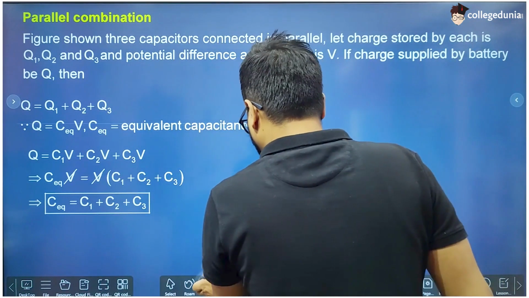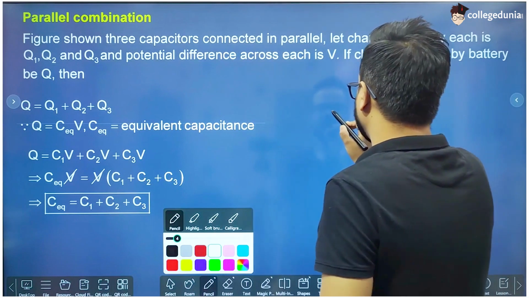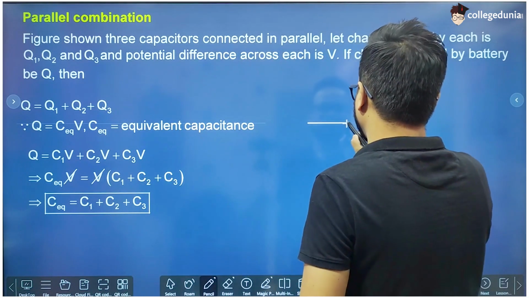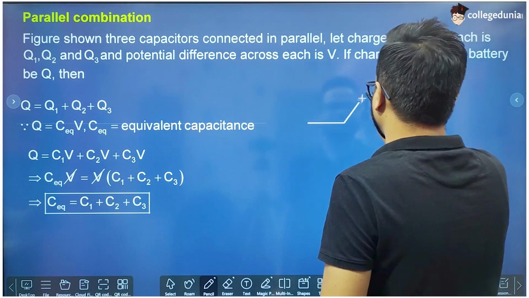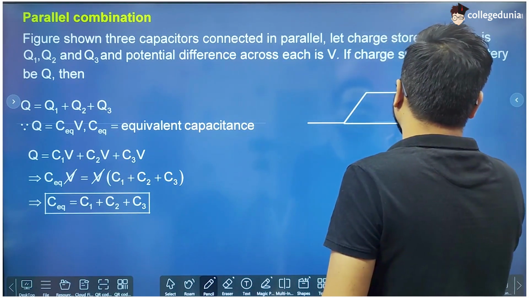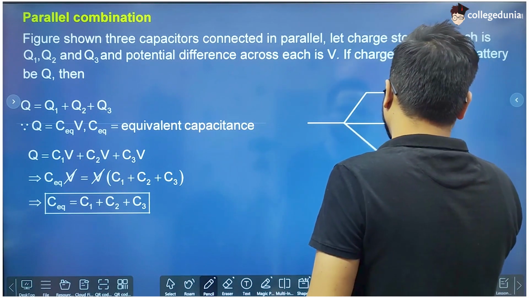Parallel combination. Now in parallel combination, let us say three capacitors, we can derive the formula for any number of capacitors. Now three capacitors are connected in parallel.